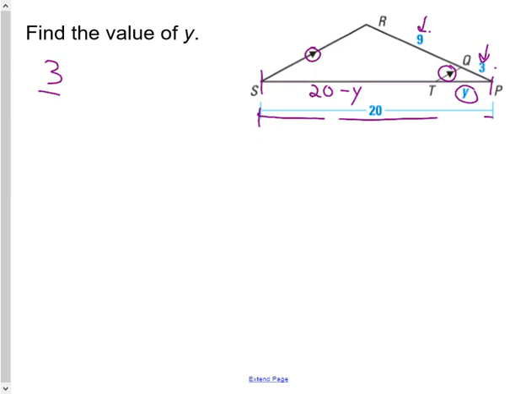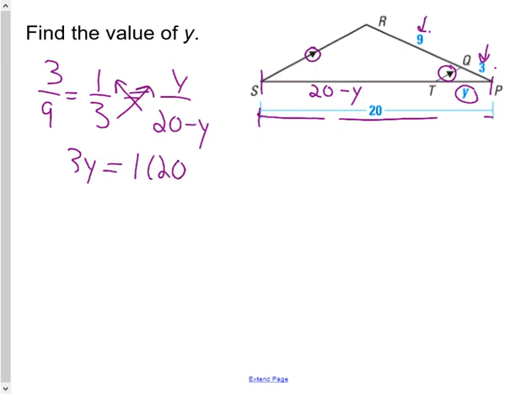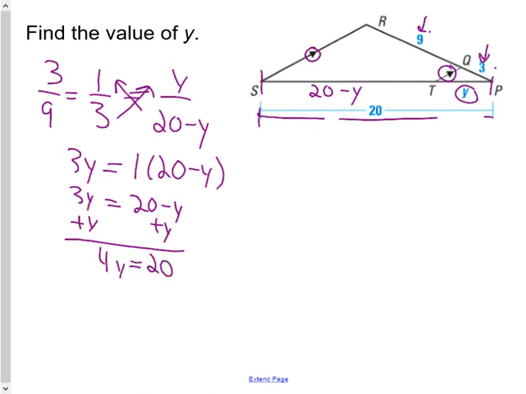We've got 3 over 9. I'm going to simplify right away. We've got 1/3 equals Y over 20 minus Y. Okay, now we're going to cross multiply with our simplified version. 3Y equals 1 times 20 minus Y. We made it a little bit easier. So there's 20 minus Y, right? And so now we're going to add Y to both sides. I'll multiply by 1 there. 4Y equals 20, so Y is 5.